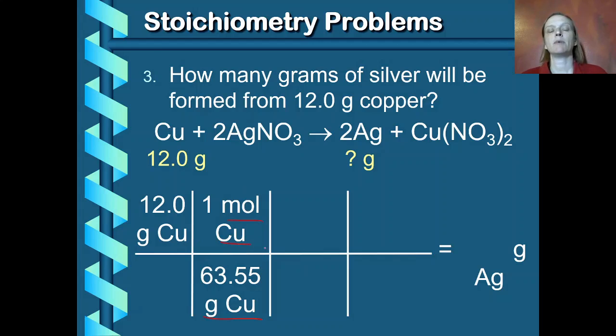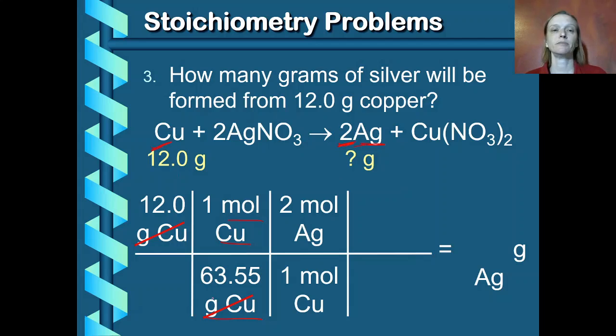The next step, now that I'm in moles, I can use my mole-mole ratio to change substances. I don't want my answer to be about copper, I want my answer to be about silver. So I need to switch from one substance to another. And the mole-mole ratio is 2 moles of silver for every 1 mole of copper. Right now, my units cancel out with moles of copper and moles of copper.